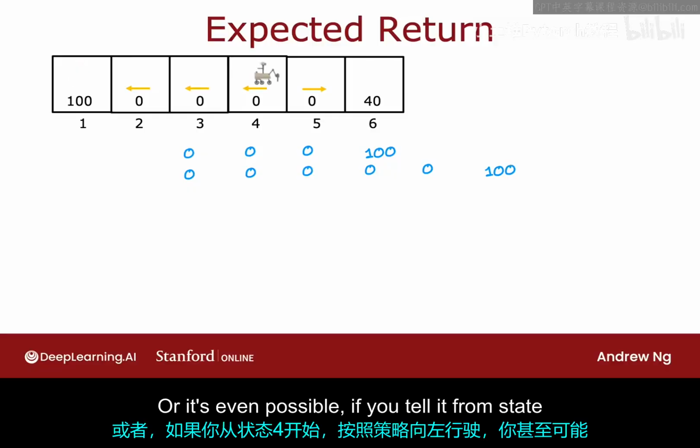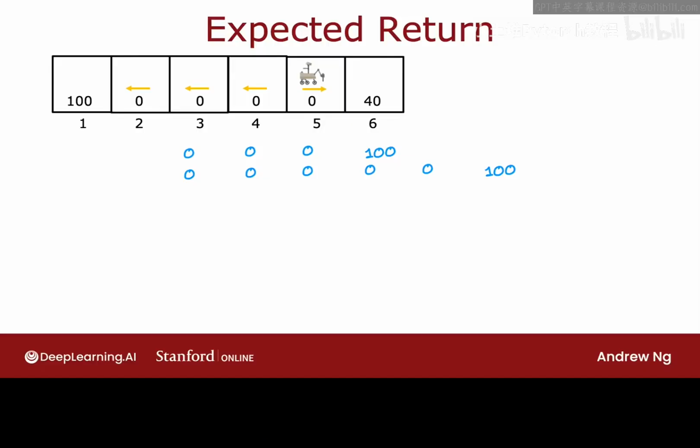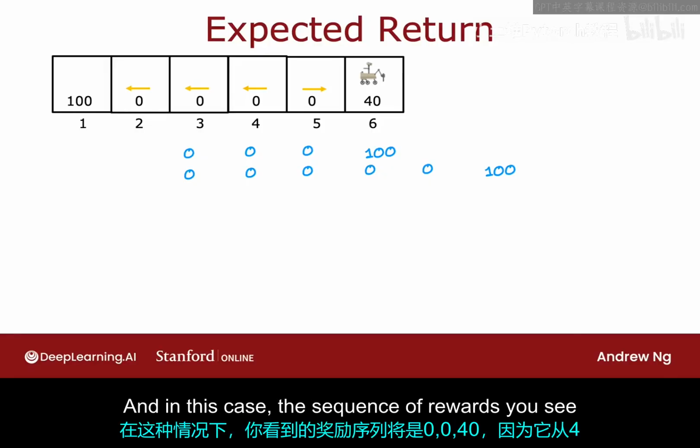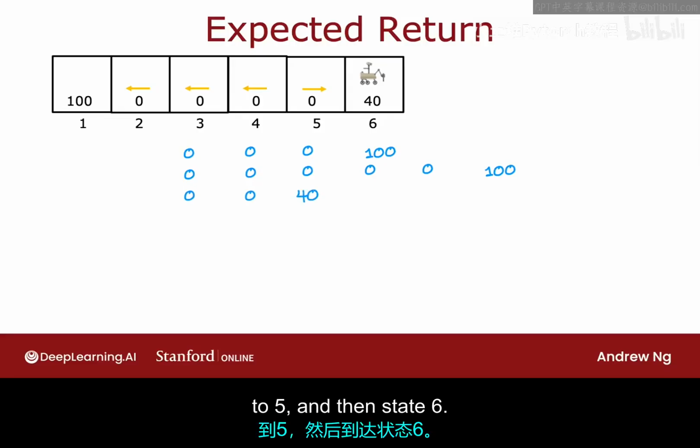Or it's even possible, if you tell it from state 4 to go left, following the policy, you may get unlucky even on the first step, and you end up going to state 5 because it slipped. And then in state 5, you command it to go right, and it succeeds, and so you end up here. And in this case, the sequence of rewards you see will be 0, 0, 40, because it went from 4 to 5, and then state 6.